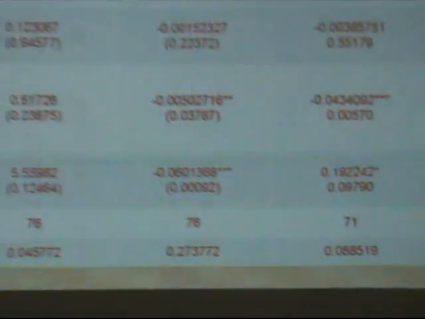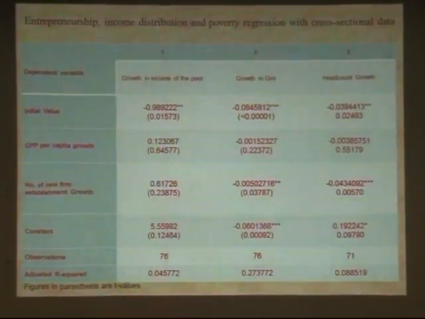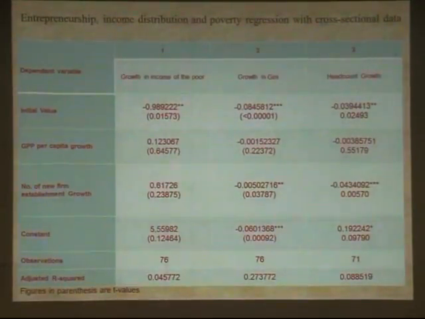About the result, first, I use the cross-sectional data model, and you can see in this row, the number of new firm establishment, or entrepreneurship, does not have a significant effect on growth of income of the poor. First column, sorry.